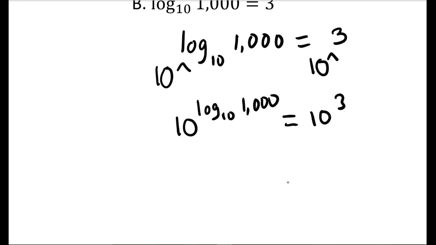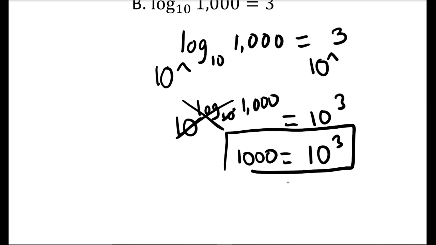And so now this log base 10, they match, and so they cancel. So now there's no more log. And so now we're left with 1,000 equals 10 to the third. And that's my exponential form, where we have something raised to an exponent.